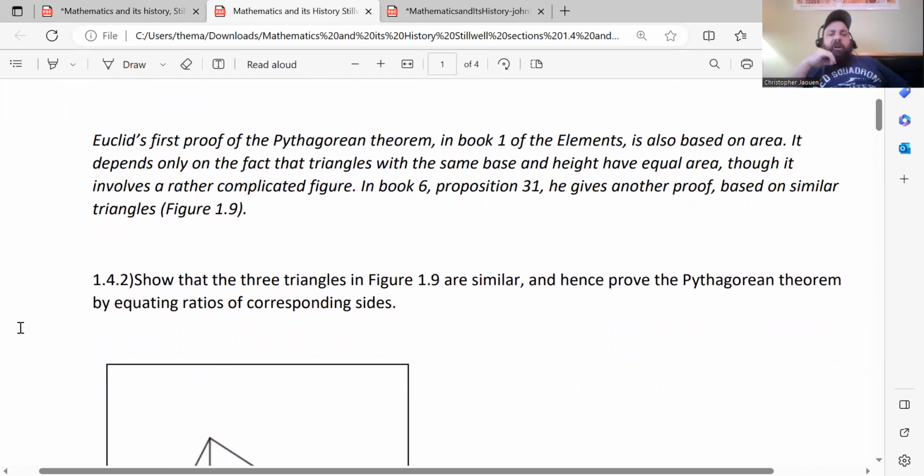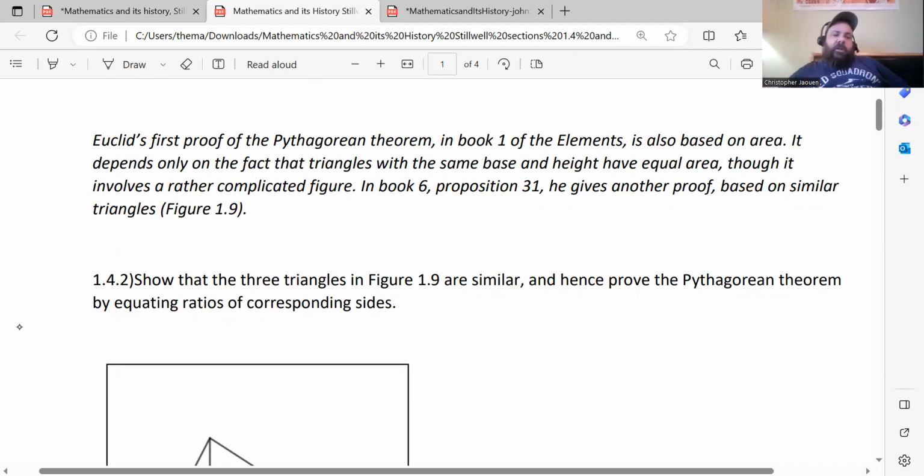Euclid's first proof of the Pythagorean theorem in book 1 of the Elements is also based on area. It depends only on the fact that triangles with the same base and height have equal area, though it involves a rather complicated figure. In book 6, proposition 31, he gives another proof based on similar triangles, which I have drawn down here.